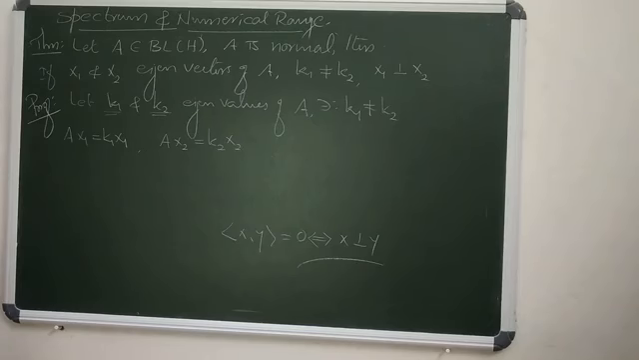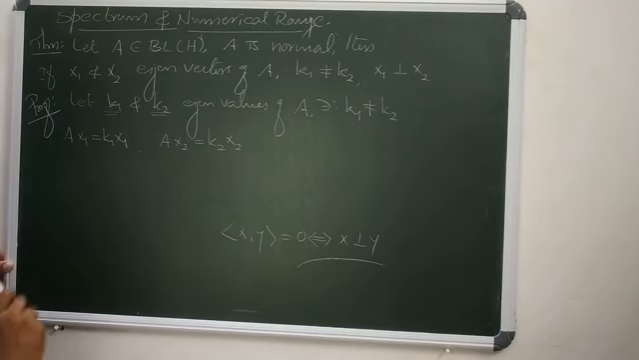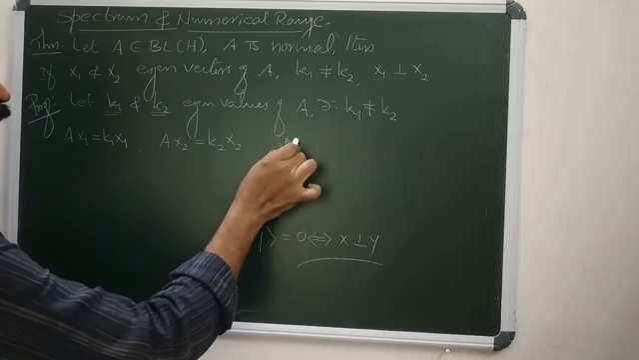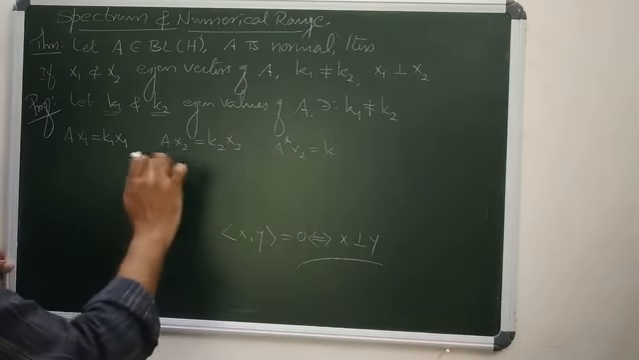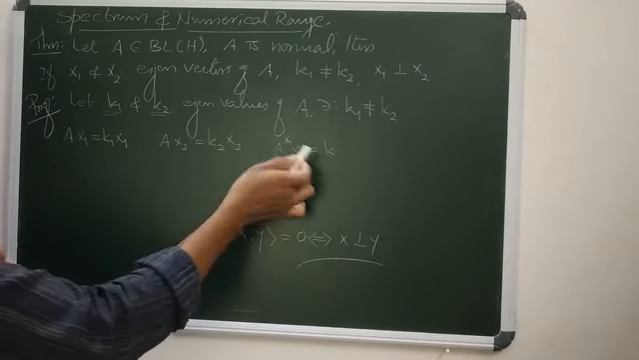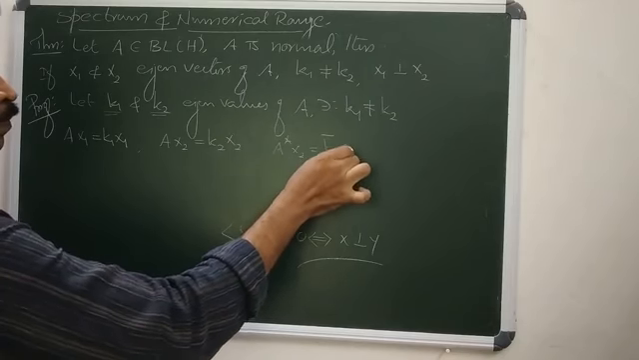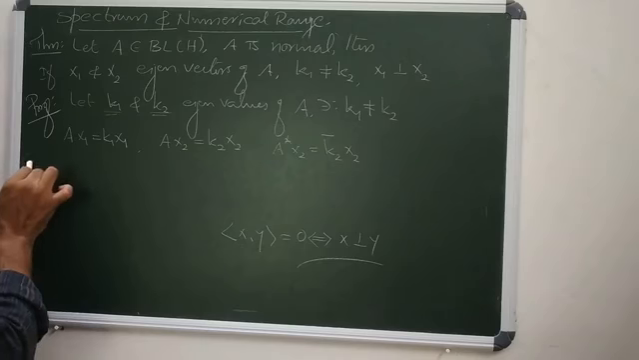But what is A? A is normal. So what about A star x2? A star x2 equals k2 bar x2. Okay, right.